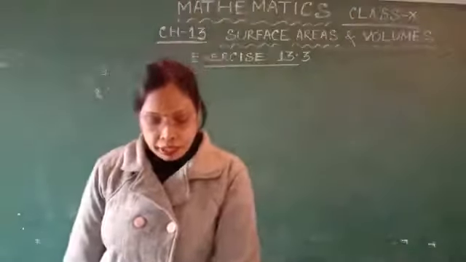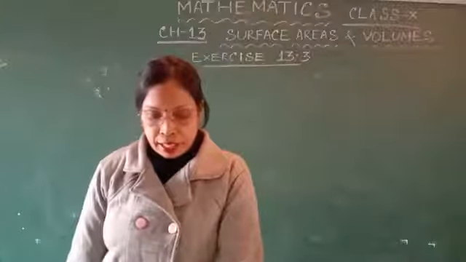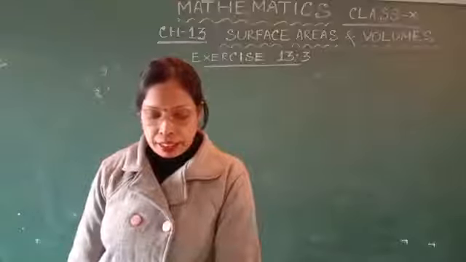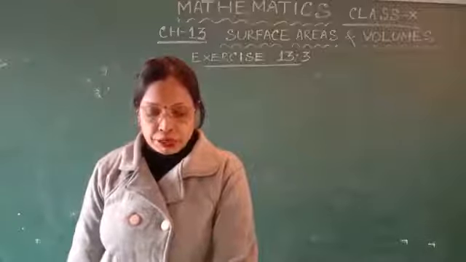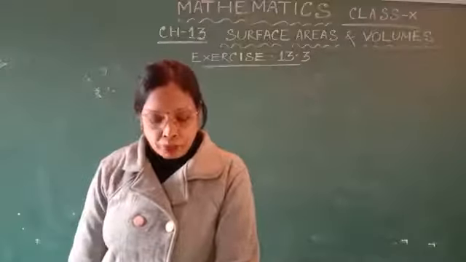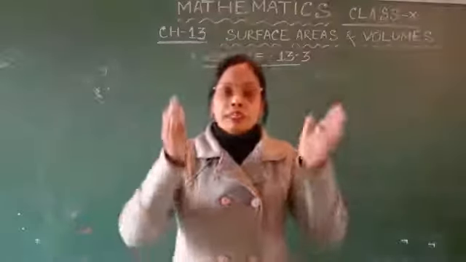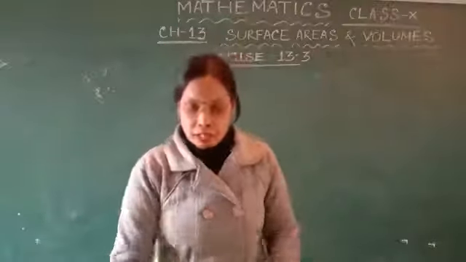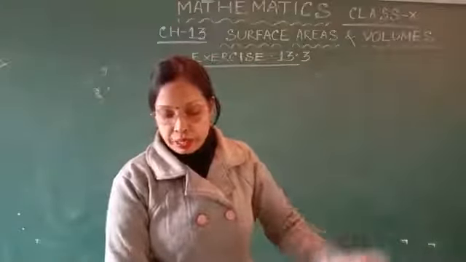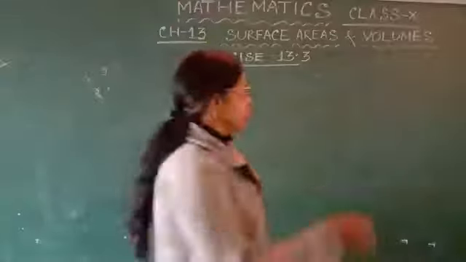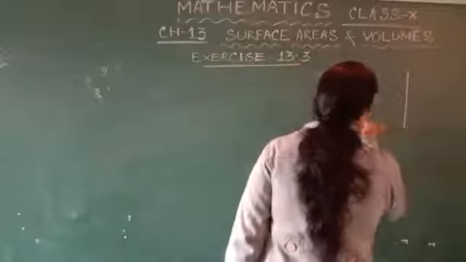A 20-meter deep well with diameter 7 meter is dug and the earth from digging is evenly spread out to form a platform 20 meter by 14 meter. Find the height of the platform. That means here one well is being dug. A 20 meter deep well with diameter 7 meter is dug.